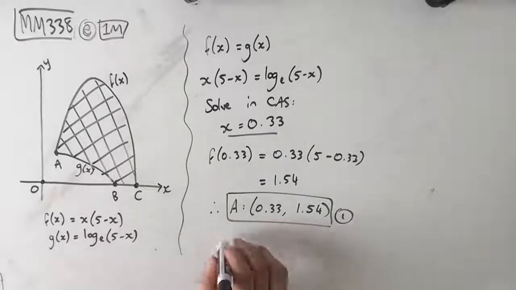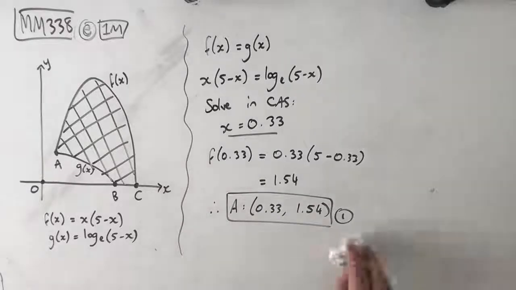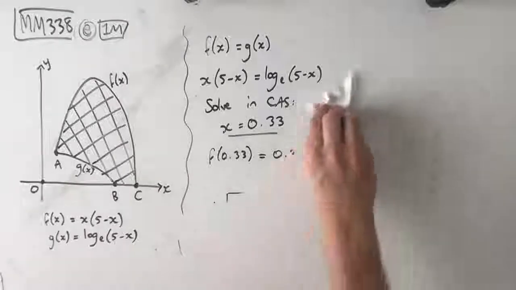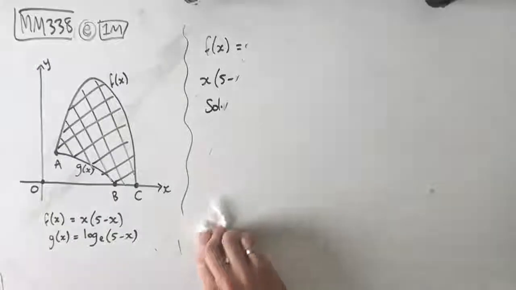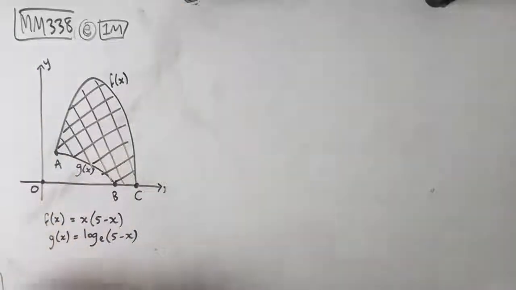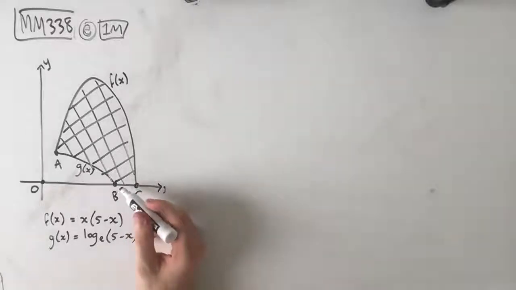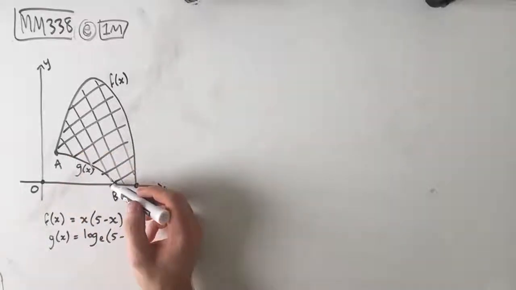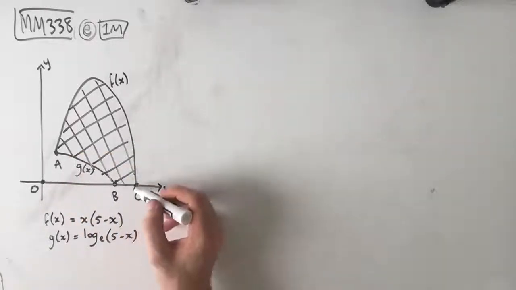Guys, that's it for that one. Let's move on to part F. Part F is a 2-mark question and says, find the coordinates of point B and C. Sweet. So we can see that B and C are on our x-axis. One is the x-intercept of g of x, and one is our x-intercept of f of x.